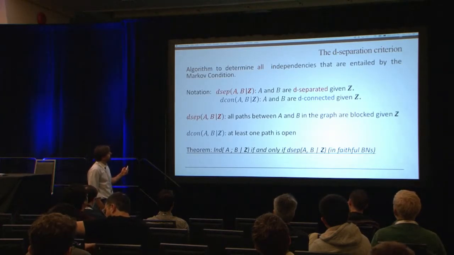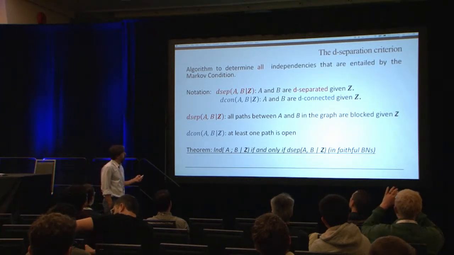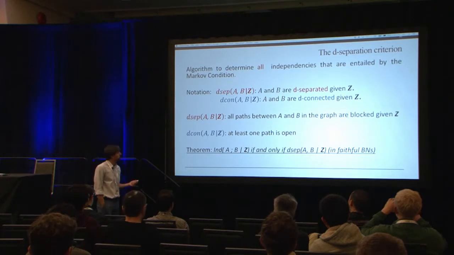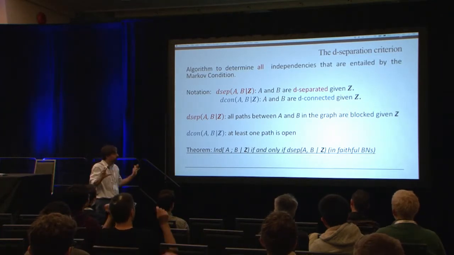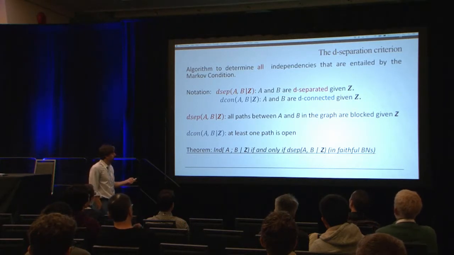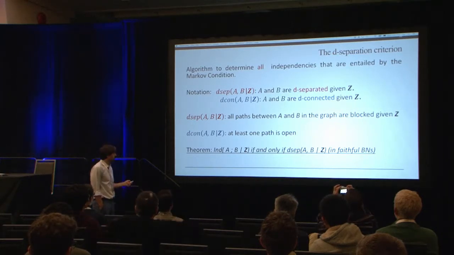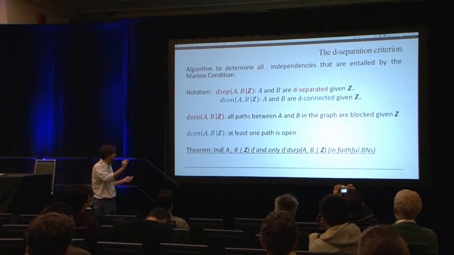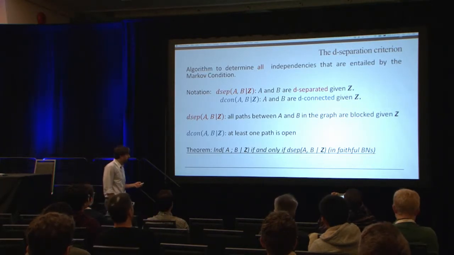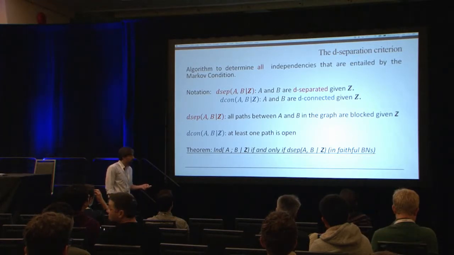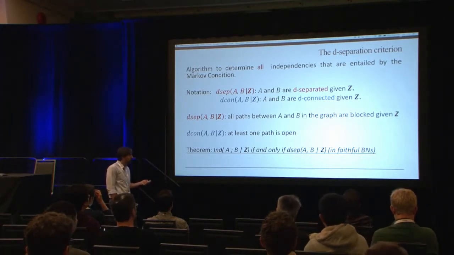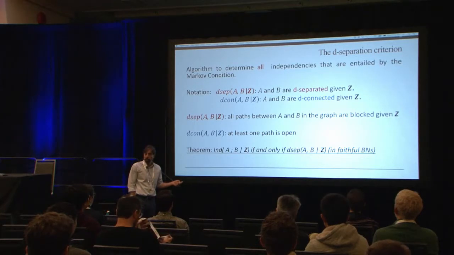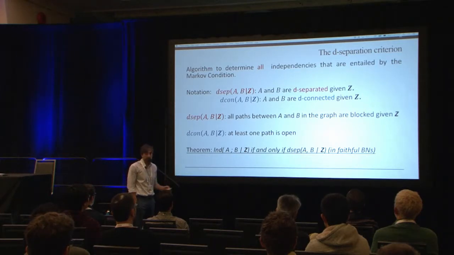And when we try to determine whether A and B given Z are d-separated, we consider all paths, and if all paths are blocked by Z, then they are d-separated, otherwise they are d-connected. Okay? So this is the case where there's at least one path with information flowing, and here no path with information flowing. And the theorem goes that in faithful Bayesian networks, d-separation holds if and only if independence holds. So we check this in the graph, and this is what we expect to find in the data. This is what connects graph and data, all right?